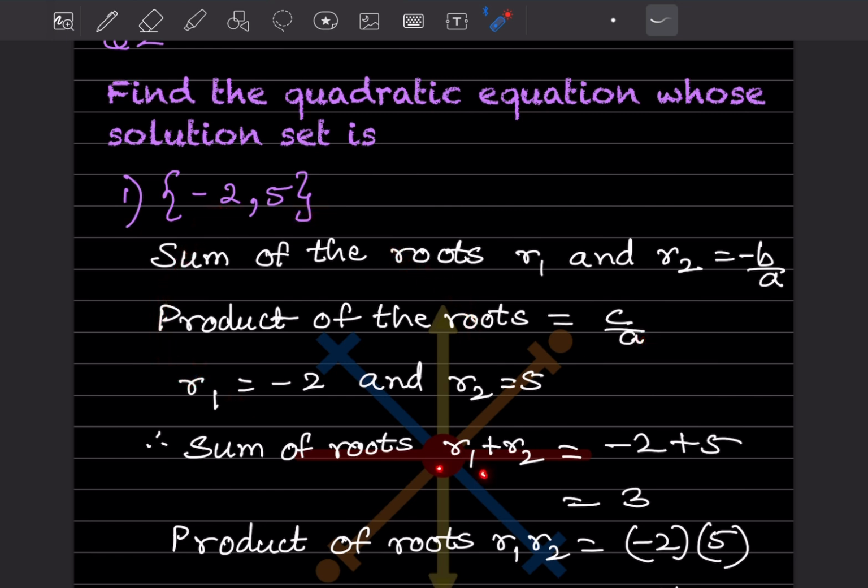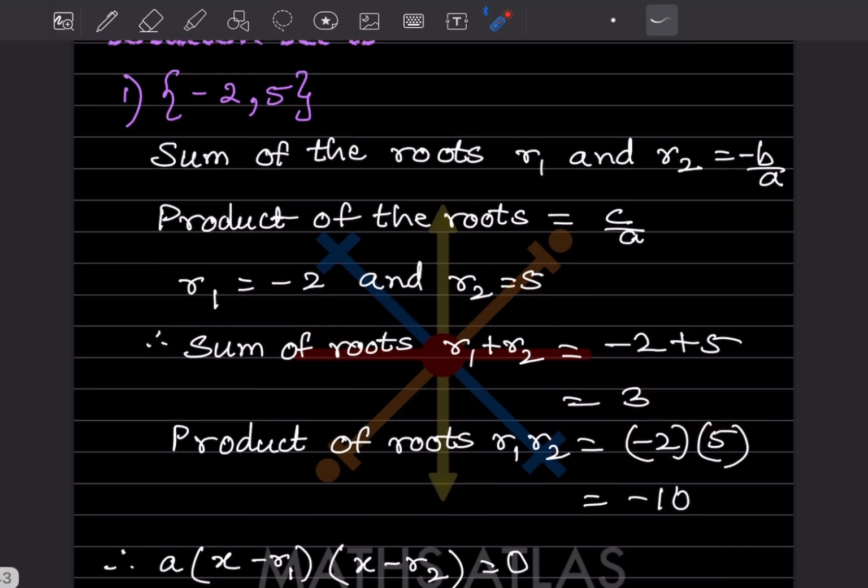So sum of the roots means we can write r1 plus r2. This will be minus 2 plus 5, that is going to be 3. And here the product of the roots, that will be r1 r2. This thing is only for your information. So r1 r2 will be minus 2 into 5, that will be minus 10. So now what will you do?